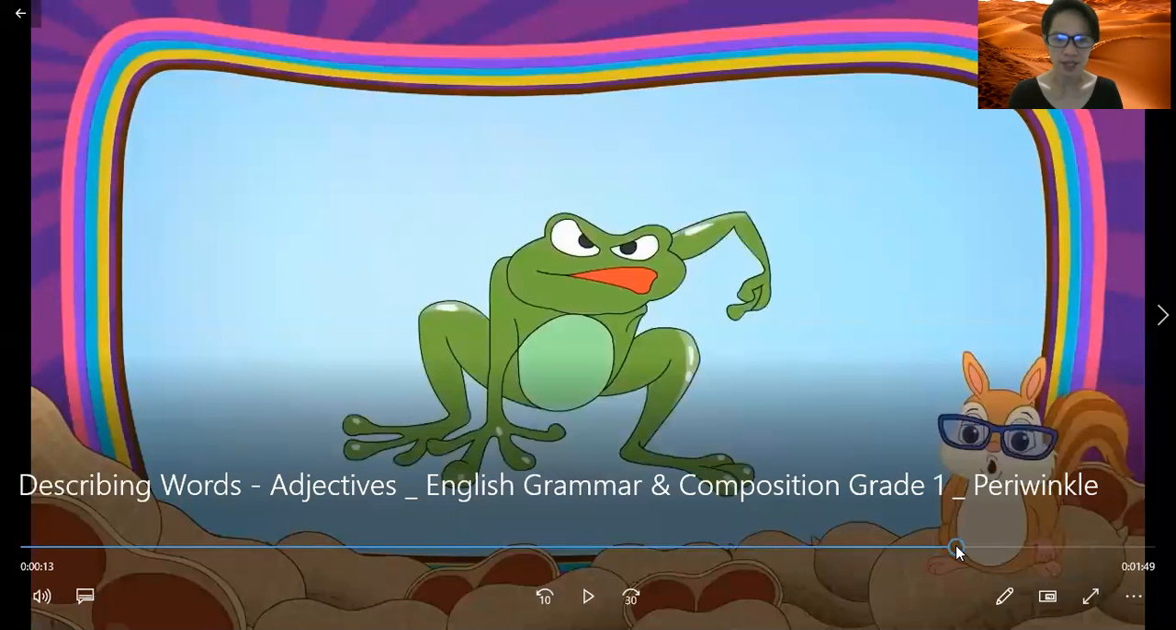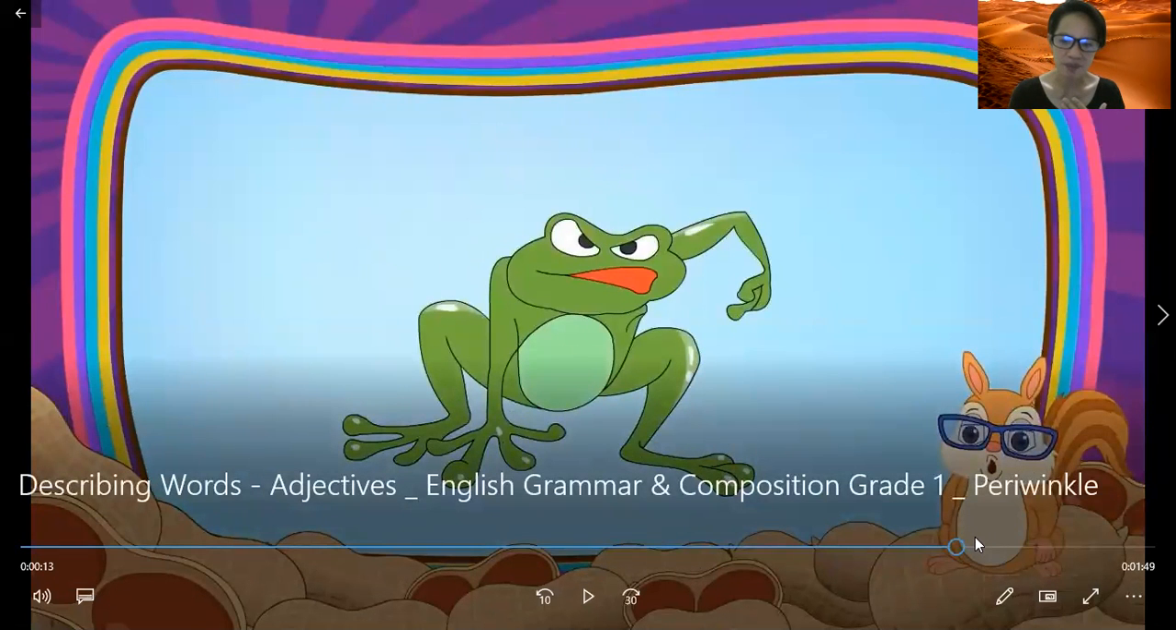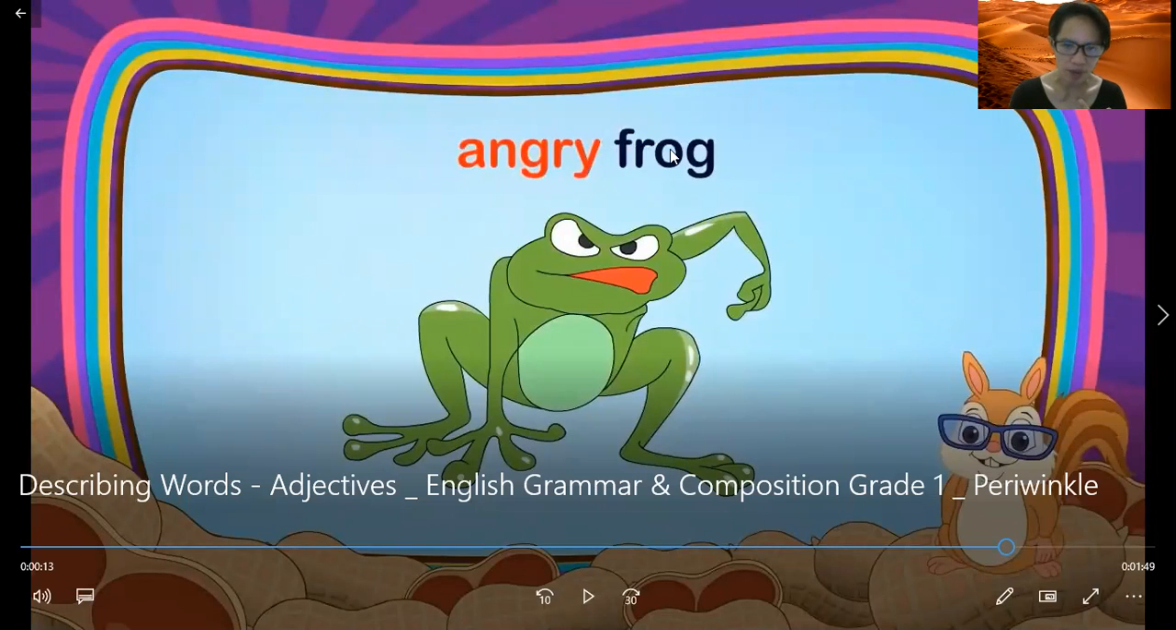All right. Okay, look at this one. What is this? Frog. Look at the face of the frog. What can you say about the face of the frog? Yeah, angry. The word angry describe the frog. So we call it angry frog. Remember, the word angry is an adjective. It describes the frog.